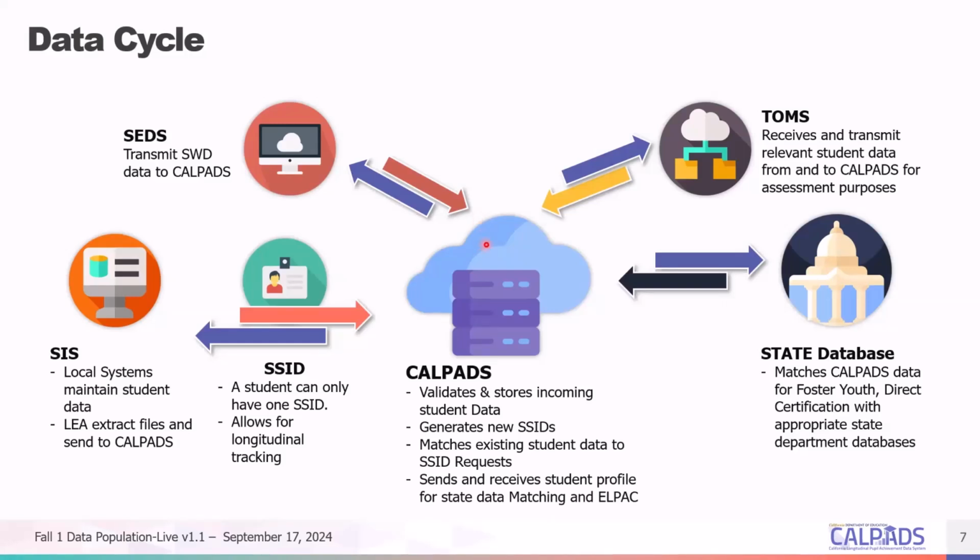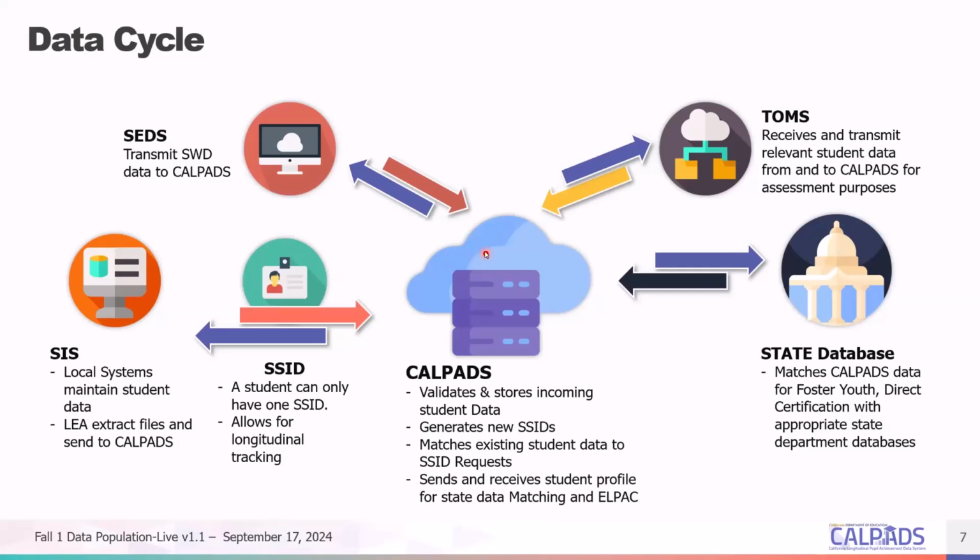Once the data arrives in CalPADS, it will be subject to input validation rules, or IVRs. If the submission triggers fatal IVRs, the files will be rejected, and you're required to resolve those IVRs and resubmit the files. If it triggers warning IVRs, you should do your due diligence and resolve these errors as well, though they do not prevent the files from being posted or the data from entering into the CalPADS system.